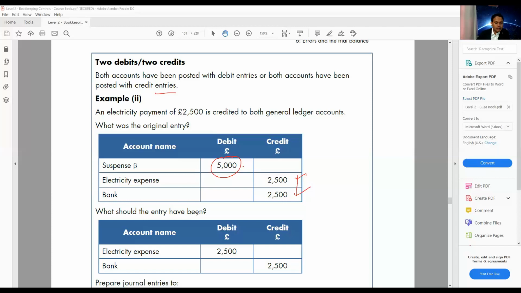What should the entry have been? The entry should have been electricity expense debit, bank credit. This is my correct entry. So which one should I remove? I'm going to remove this one, electricity, because electricity cannot be credit. How am I going to remove that? That was credit. I'm going to make it debit, so it will be gone. Then after that, I'm going to record another entry, electricity debit. And finally, I'm going to remove the suspense. Suspense was debit. I'm going to make suspense credit, and it will be gone. Let's have a look.